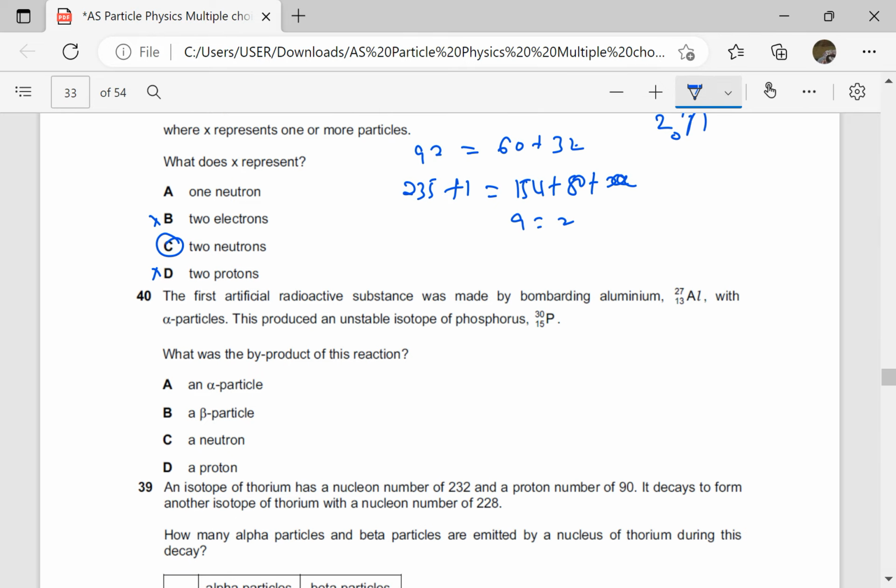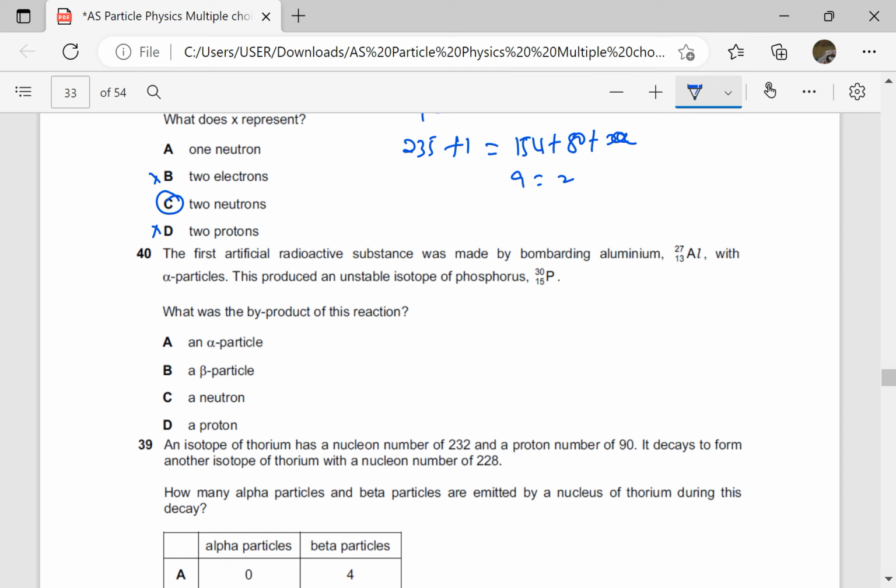The first artificial radioactive substance was made by bombarding aluminium with alpha particles. This produced an unstable isotope of phosphorus, P-30-15. What was the byproduct of this reaction? So aluminium 27-13 plus an alpha particle, which is 4, 2. The product is an unstable isotope, P-30-15. What was the byproduct of this reaction?